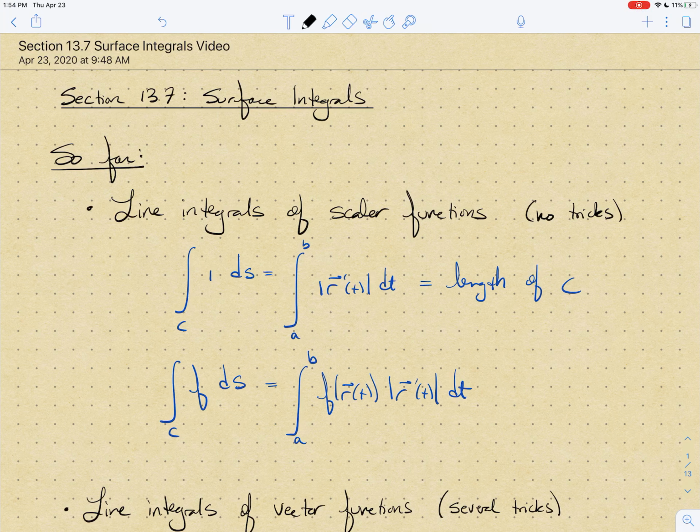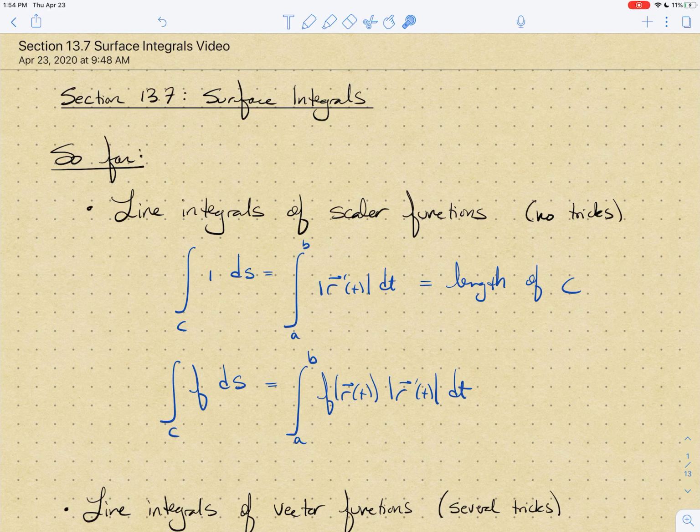Well, let's dive into 13.7 together. We're going to talk about surface integrals. And just like we did line integrals of both scalar functions and vector fields over a curve C, we can do surface integrals over a surface of both scalar functions and vector functions. There are really remarkable similarities with the formulas, and I'm going to try several times to point out just the similarities in the way things are defined.